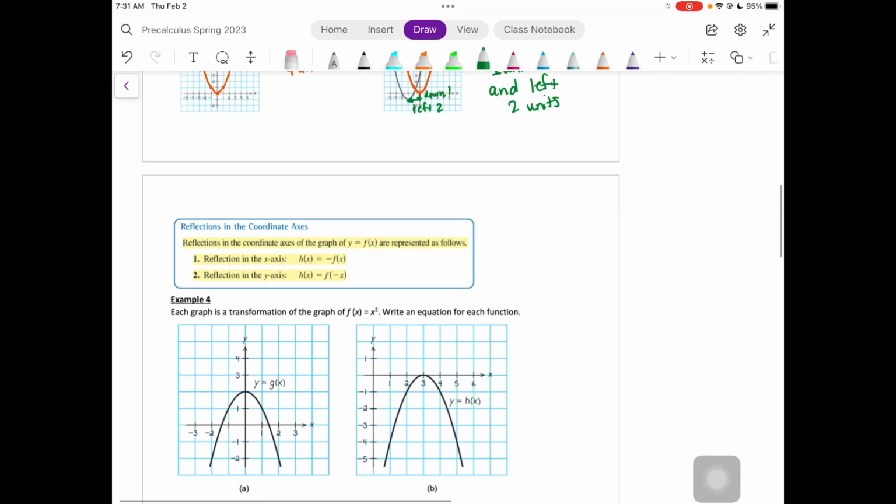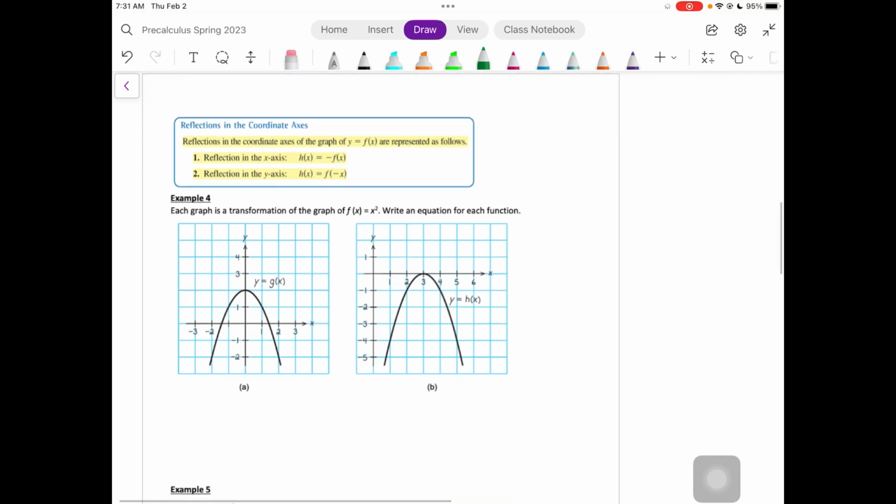Okay, so now we're going to take a look at some reflections. When you make the entire function negative, so you put in the same input, but your outputs all become negative, that is a reflection over the x-axis. But if you are inputting the negative values and you get the same output, that is reflecting over the y-axis.